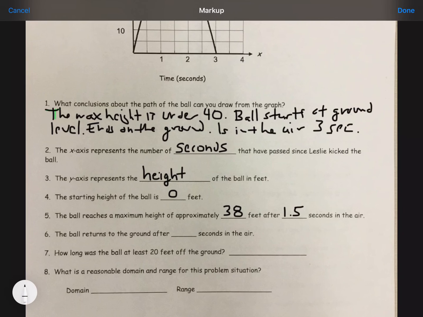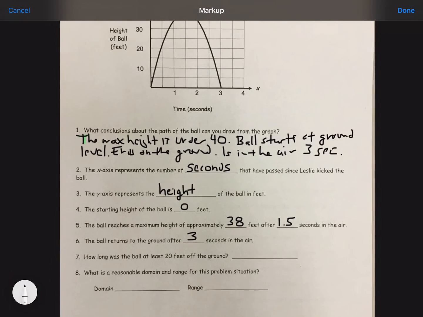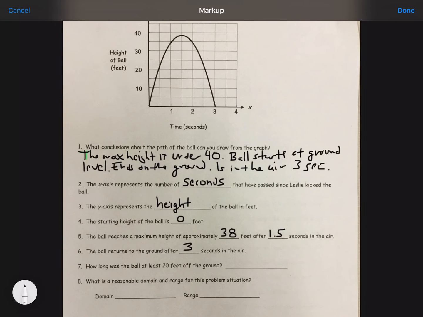And then the ball returns to the ground after 3 seconds. How long was the ball at least 20 feet off the ground? Where does it get to 20 feet first? At 0.5, and it comes back below it at 2.5. So you would say it's at least 20 feet off the ground for 2 seconds.